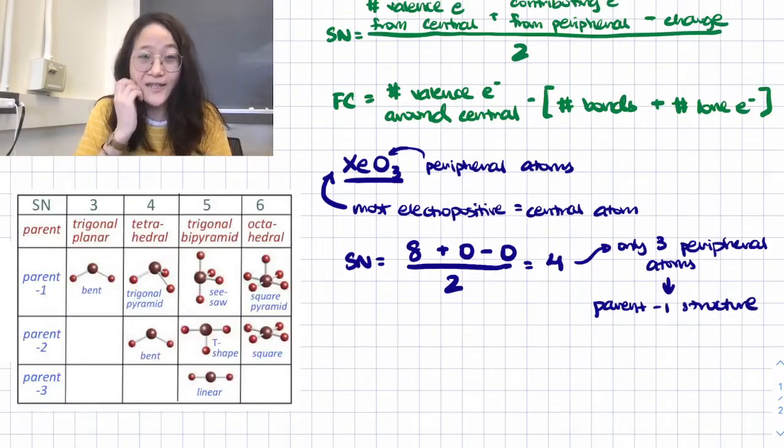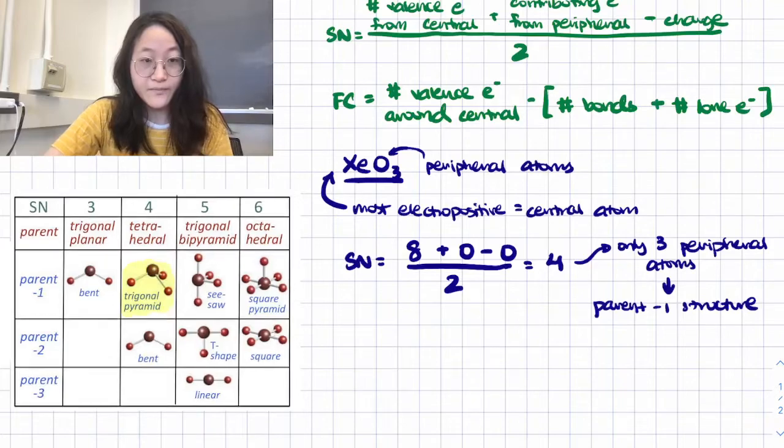So here we can see in this chart on the left-hand side that there's the parent structure names, and then what the different parent minus 1, parent minus 2, and parent minus 3 structures look like. And in this case, like I said, we have Sn equals 4, but we have the parent minus 1 structure, and so our structure is trigonal pyramidal.